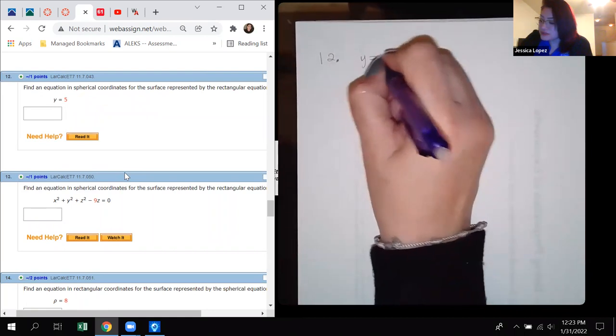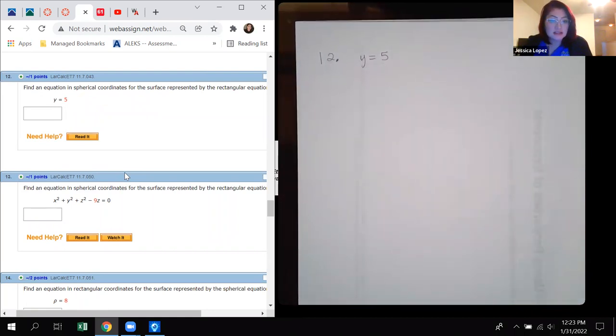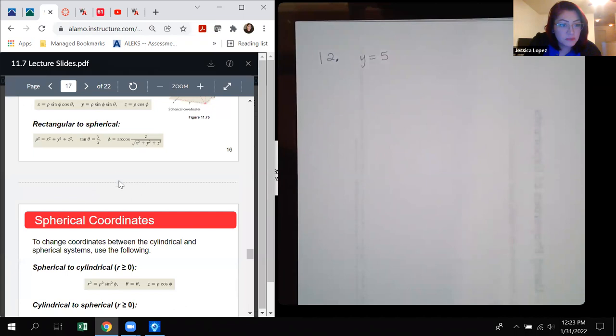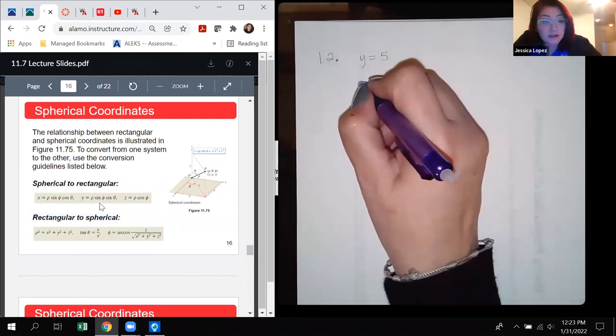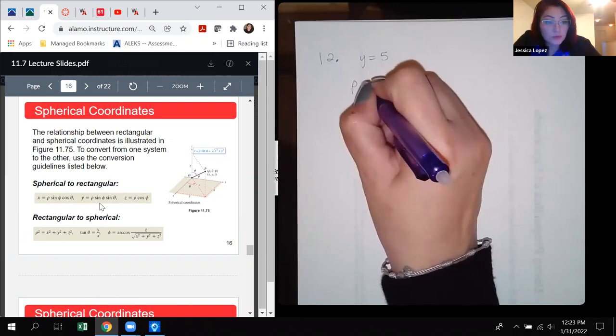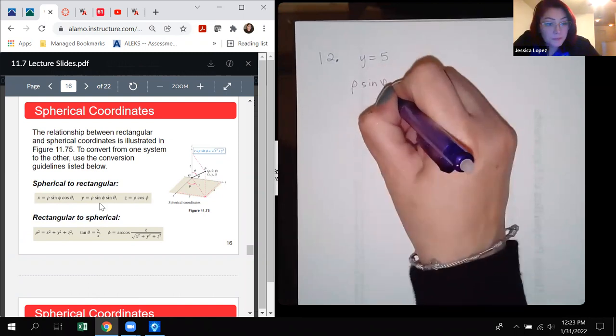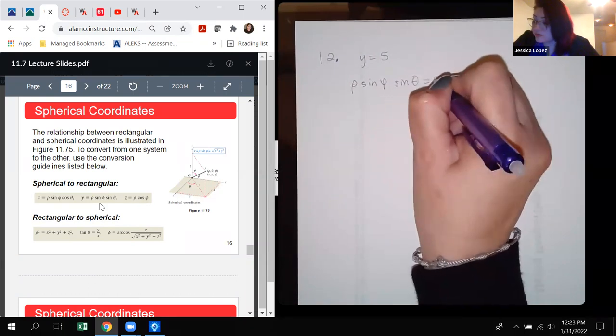Okay, so now we have this equation and they want us to write it in spherical coordinates. So if we're trying to write that in spherical coordinates, what we need to do is first convert y. And I think on the notes, if I scroll over here, I think it's this one. They do give me the coordinates here. They tell me x is equal to this, y is equal to this, and z is equal to that. So I'm going to use that information, and I'm going to say y is equal to rho sine of phi sine of theta equal to 5.